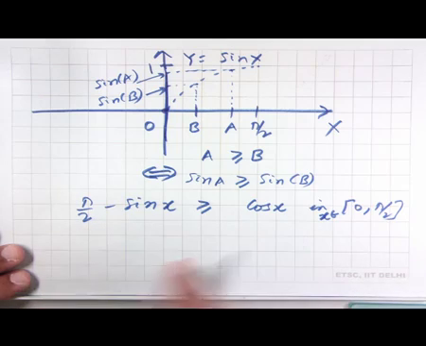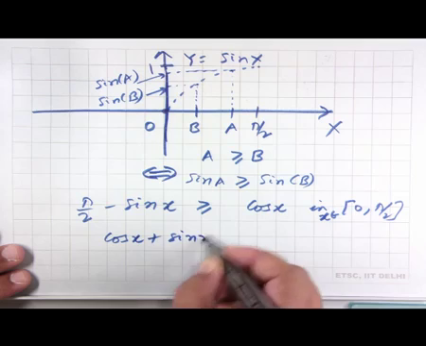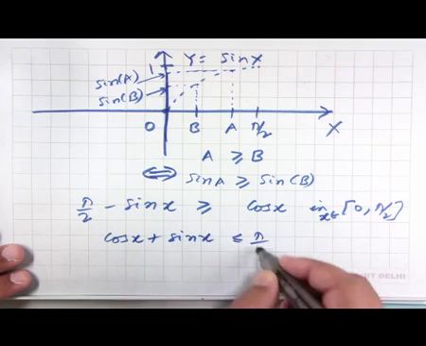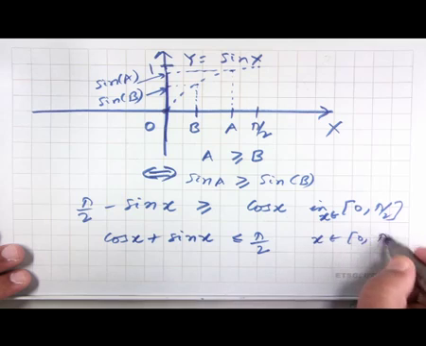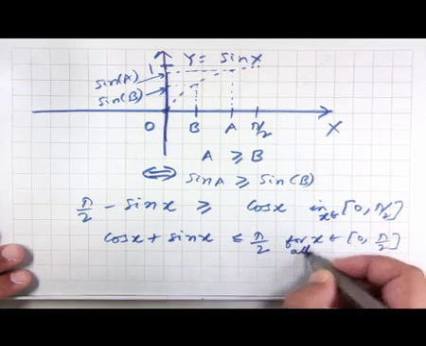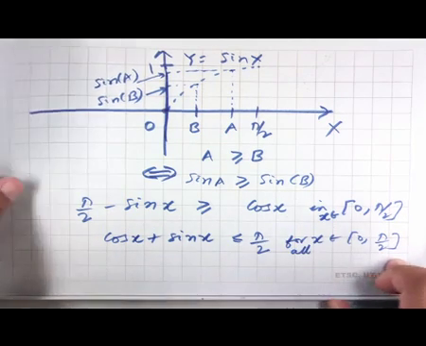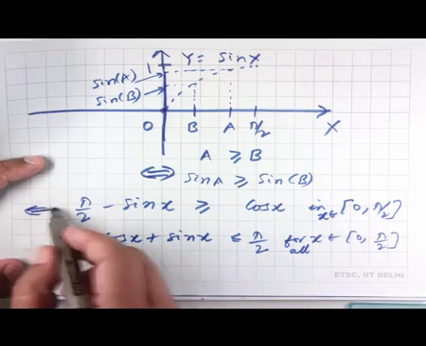Showing this is equivalent to showing that cos of x plus sine of x is less than or equal to pi by 2 for all x in the interval 0 to pi by 2. So, we try to show this on the next slide. So, these two are again equivalent statements.